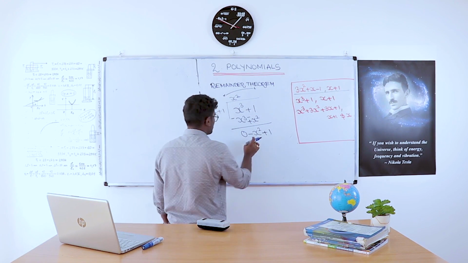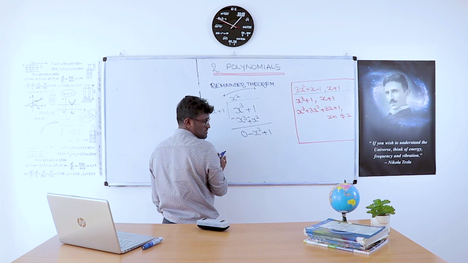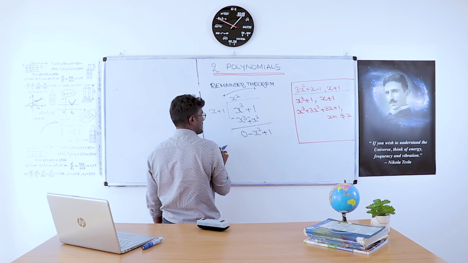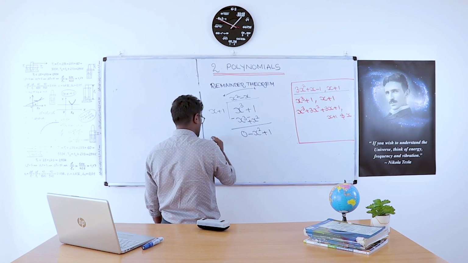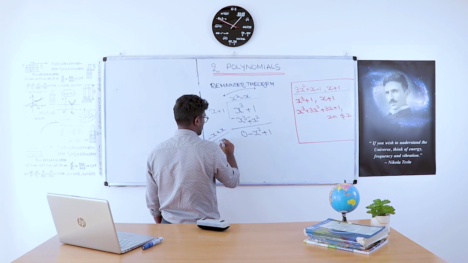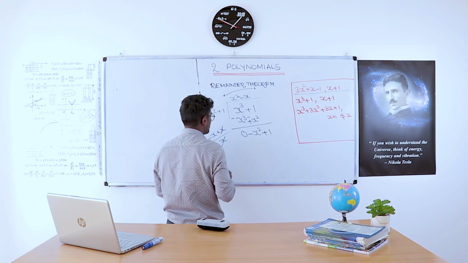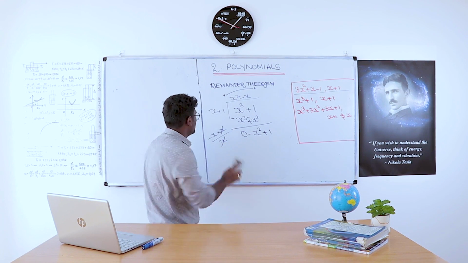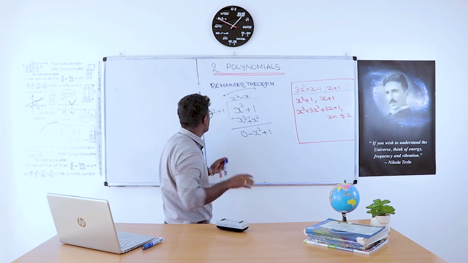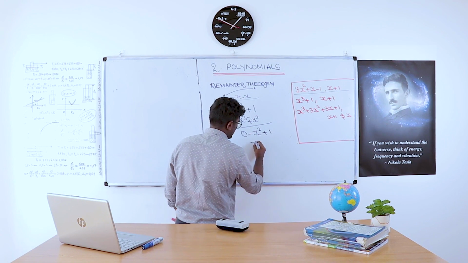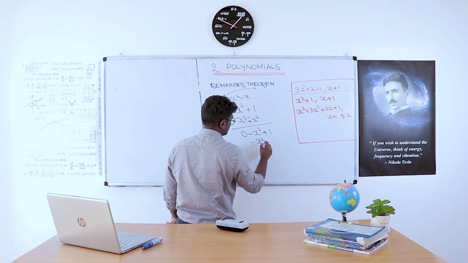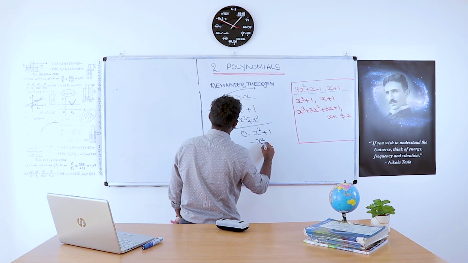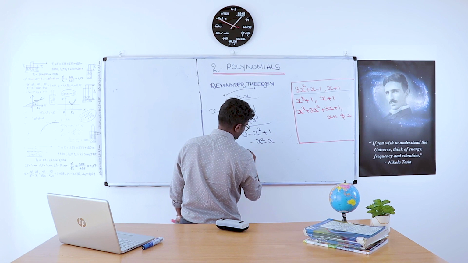Correct? So minus x square divided by x. Minus x square divided by x is minus x. So minus x square, how will you write? Minus x into x divided by x. x and x cancel, the balance is minus x. So minus x into x is minus x square. Minus x into 1, that is minus x.